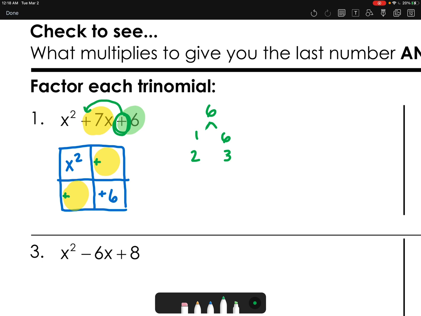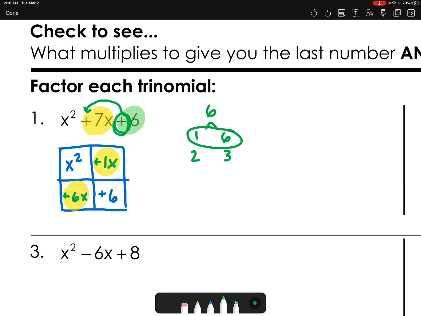And so I need to think which two factors of 6 are going to add to give me 7x. Well, 1 and 6 would add to give me 7x. So if I had 1x here and 6x here, those would add together as like terms to give me 7x.